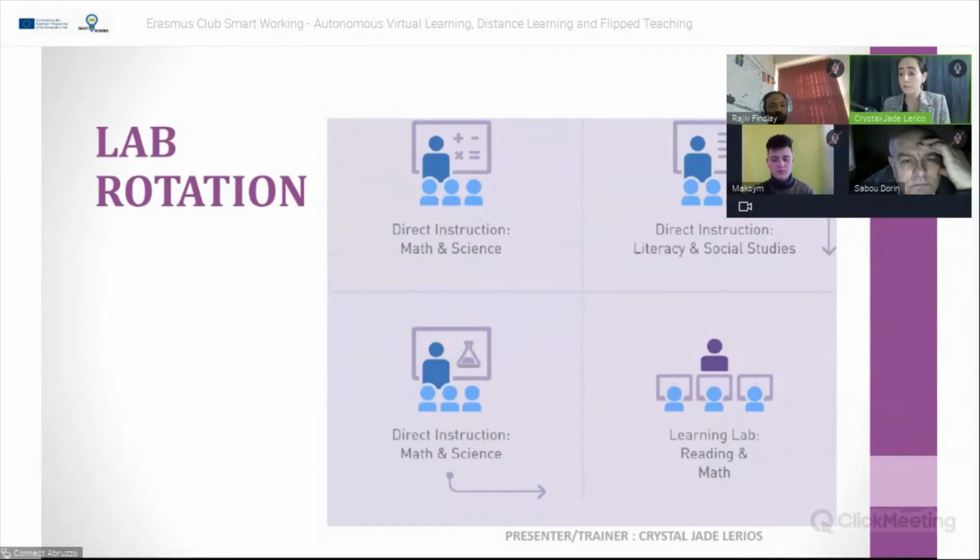So it could look something like this. If Maxime and I are both teaching at the same time, and you're teaching reading and math, and I'm teaching literacy and social studies, and we both need the computer lab, what we can do is we know that these XYZ students need to go to the computer lab to facilitate their learning, their foundation specifically.